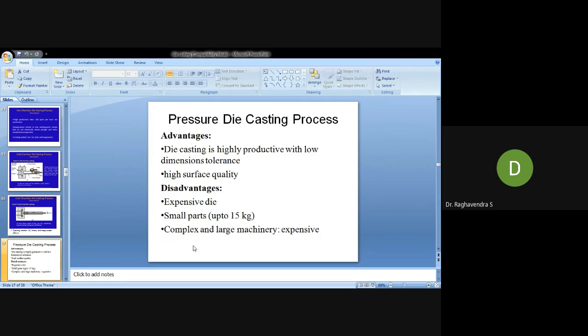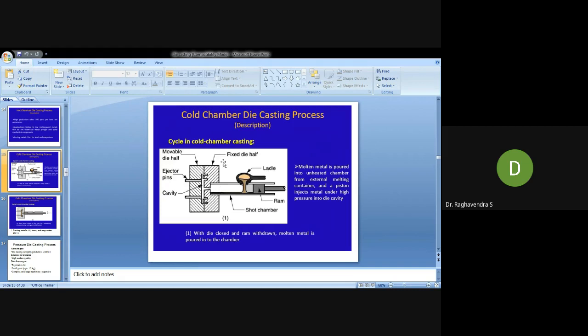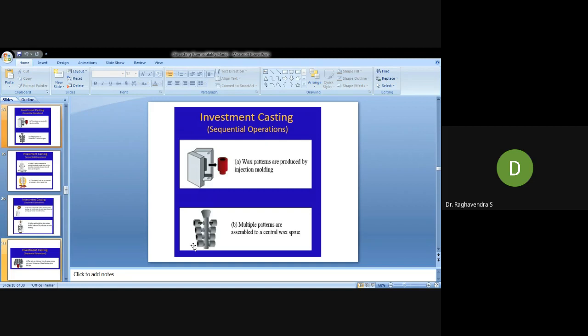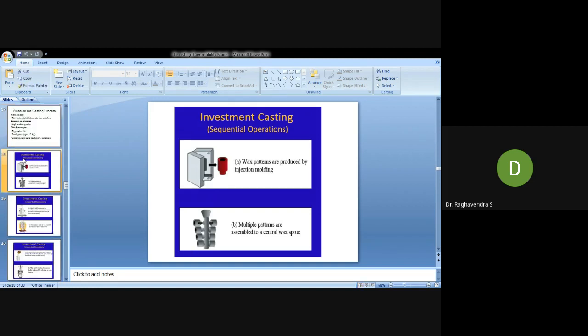Complex and large machinery is expensive because you require an attachment like this. Can you see this? You require a plunger, all these things. You require some extra materials, extra components. All these are very costly for maintenance. So this is about pressure die casting.